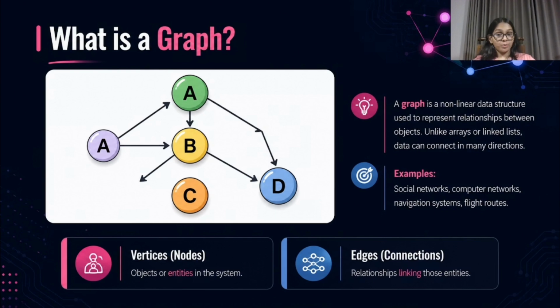Another example is a roadmap. Cities can be represented as nodes. Roads connecting cities become edges. In this way, graphs can model countless real-world systems. Unlike arrays or linked lists, which store information in a straight sequence, graphs allow information to connect in multiple directions. This makes them extremely flexible and powerful. Whenever we need to represent relationships, graphs are often the best solution.